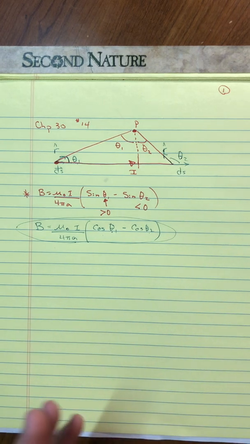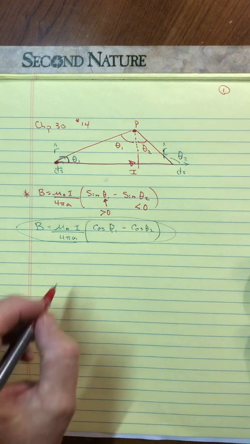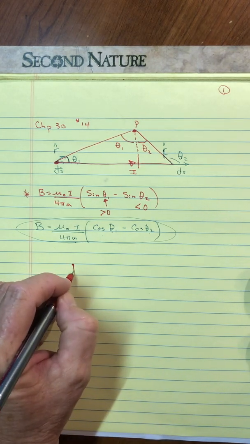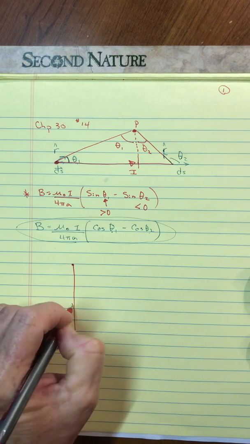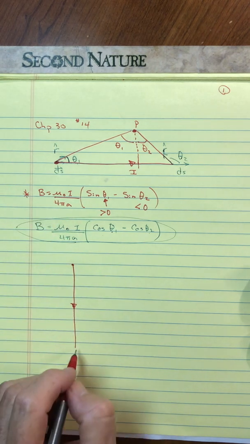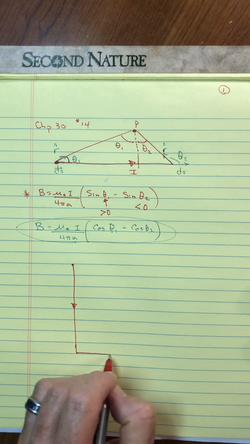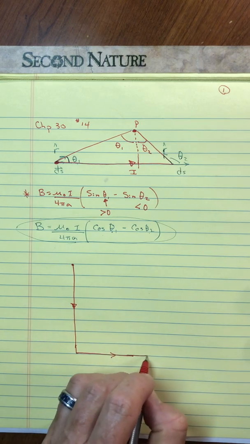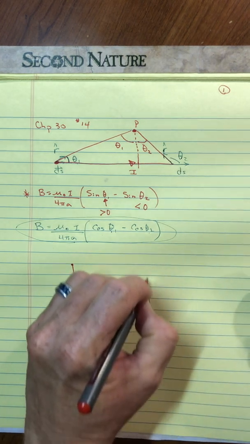So keeping that in mind, let's look at the actual problem. The actual problem has this wire that comes down from some really far point, goes across horizontal, and then goes back up really far.